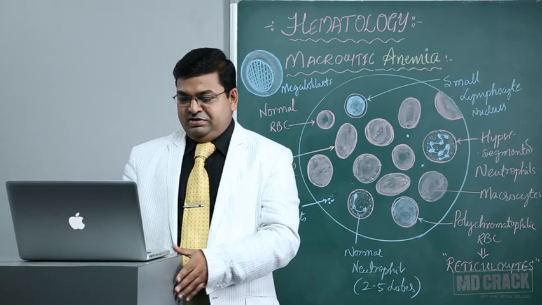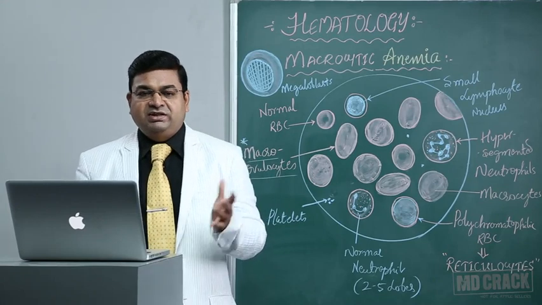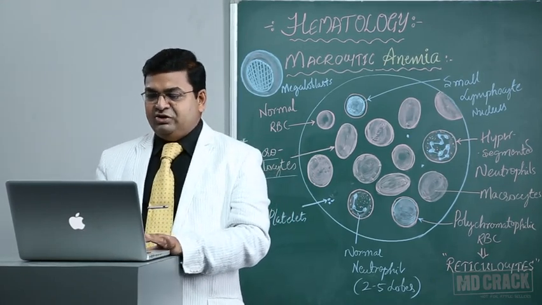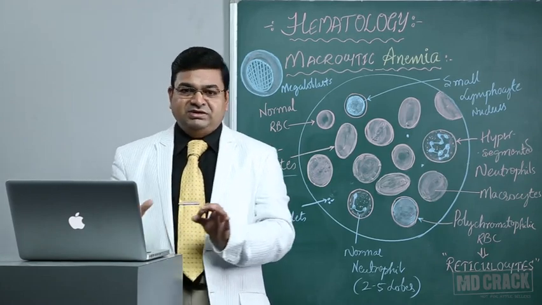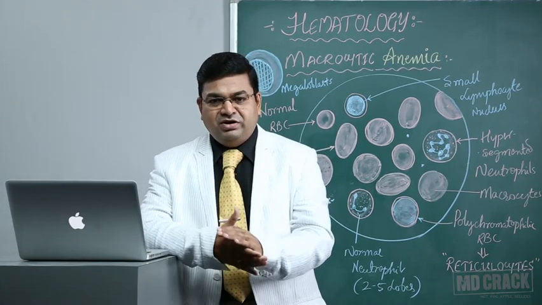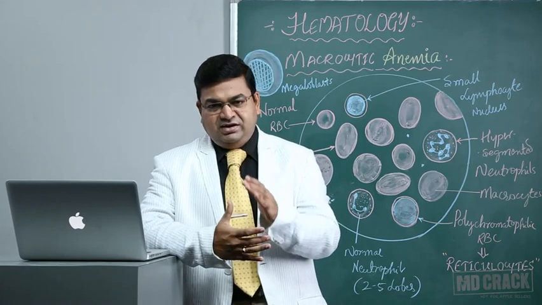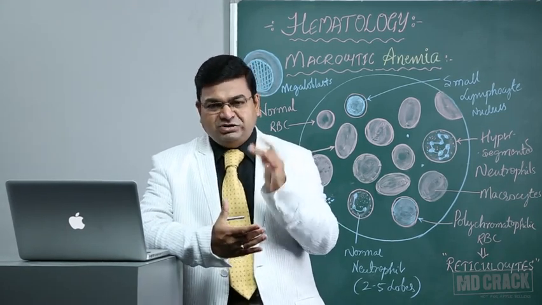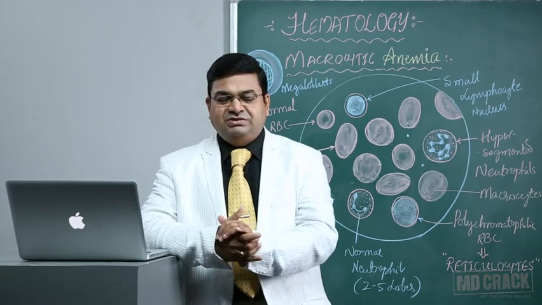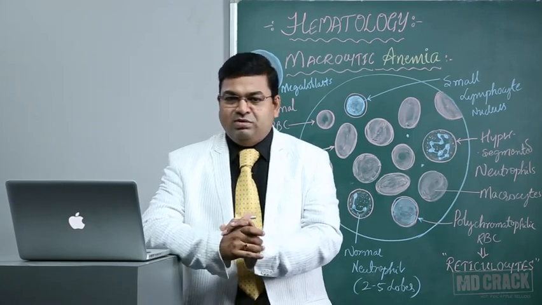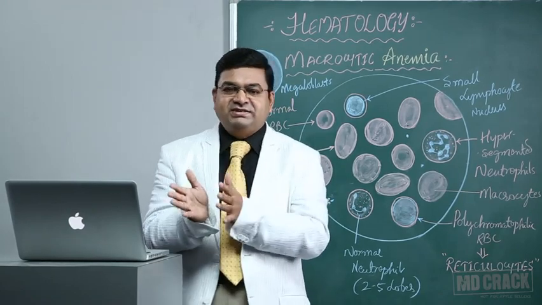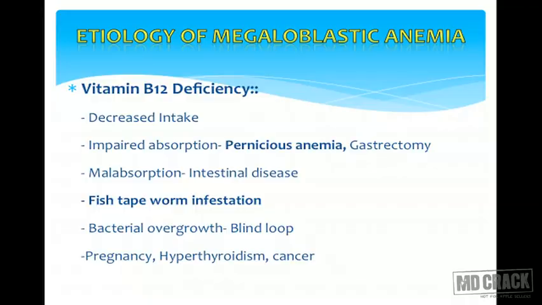megaloblastic anemia. What are the causes and what are the findings? What are the etiological factors for megaloblastic anemia? Remember, megaloblastic anemia could be due to vitamin B12 deficiency singly, or due to folic acid deficiency, or most of the time it is a combined deficiency. That's the one which usually occurs in megaloblastic anemia. But independently, deficiency of vitamin B12 and folic acid can also cause the megaloblastic changes.